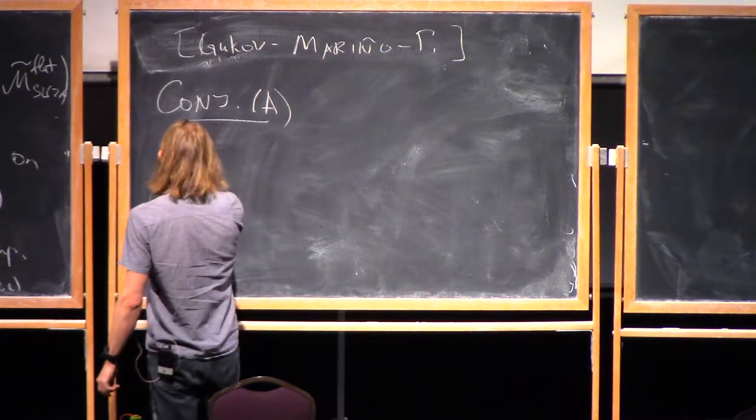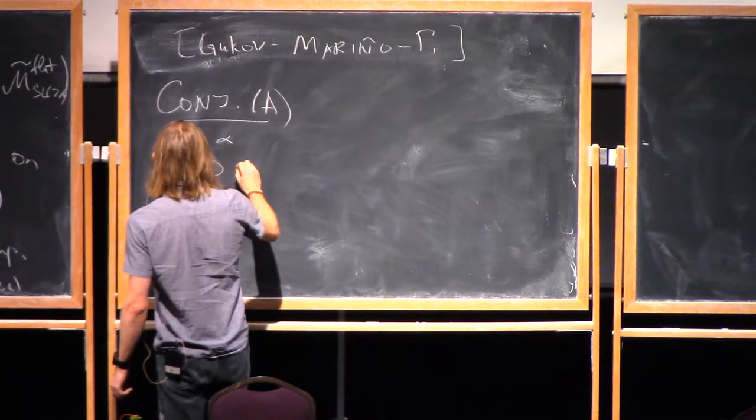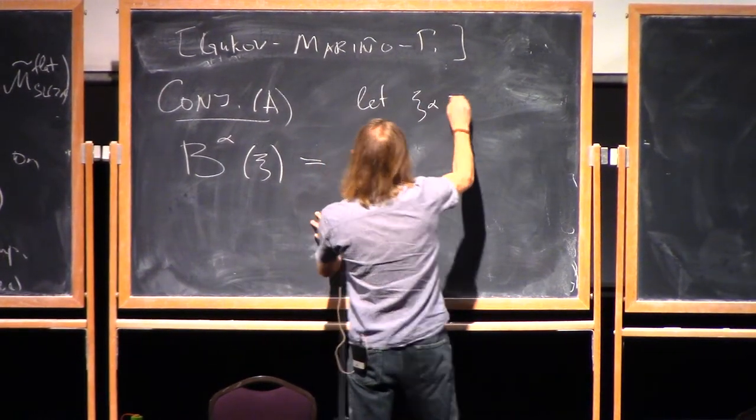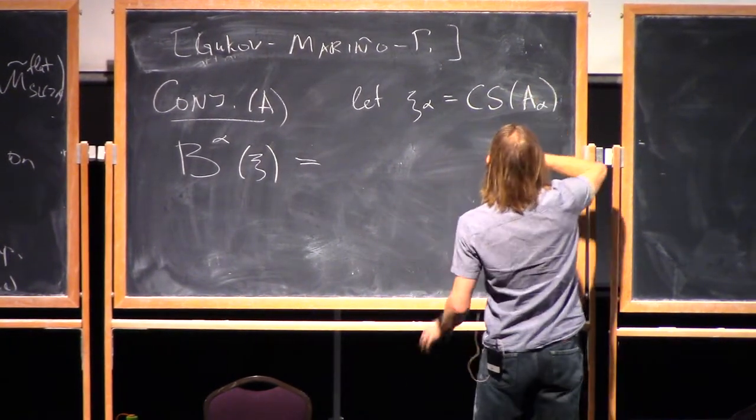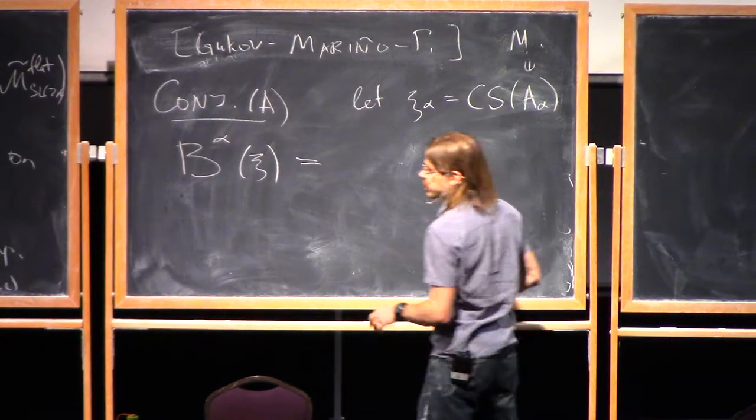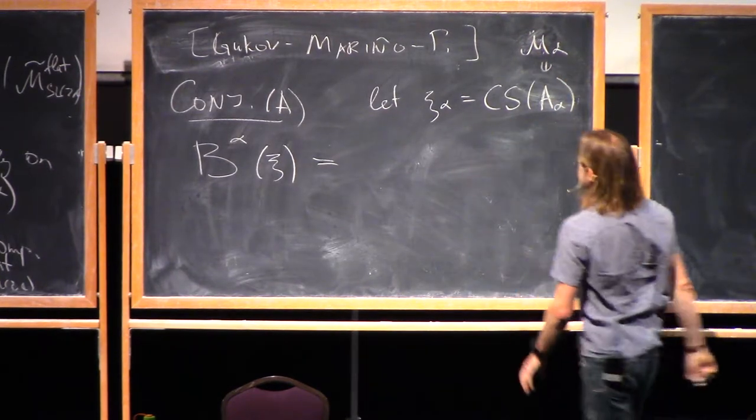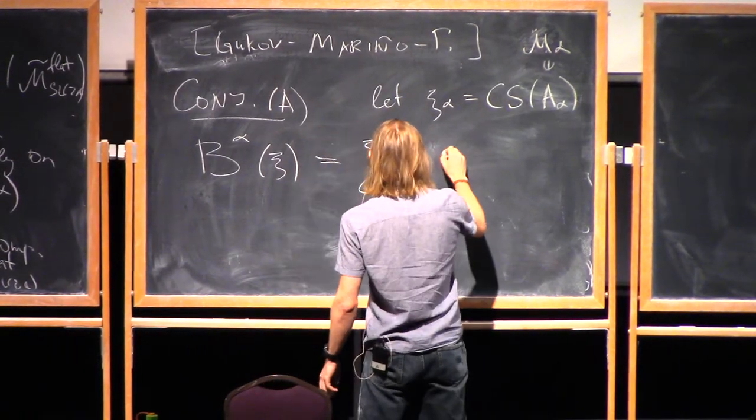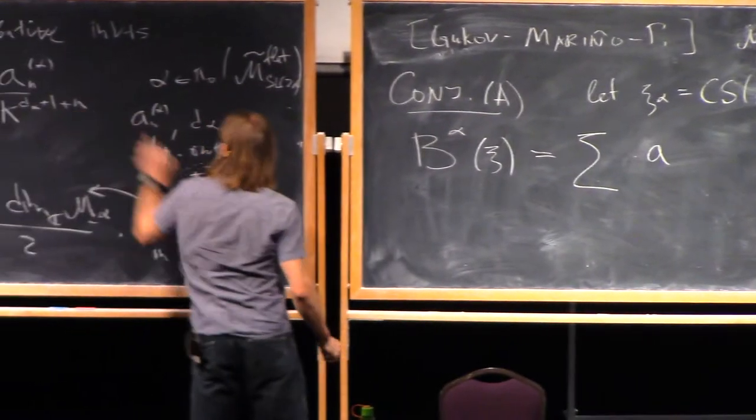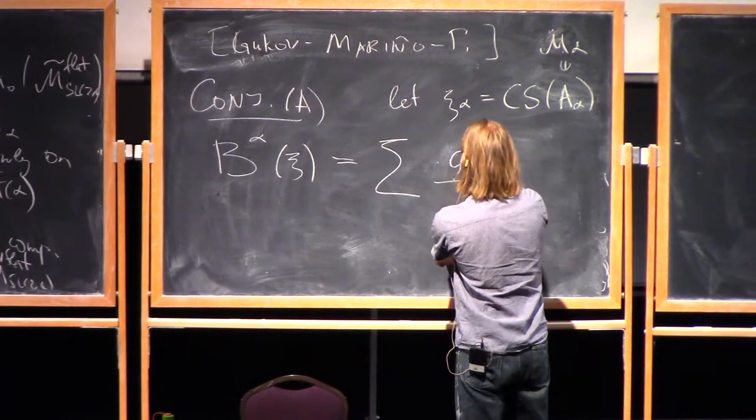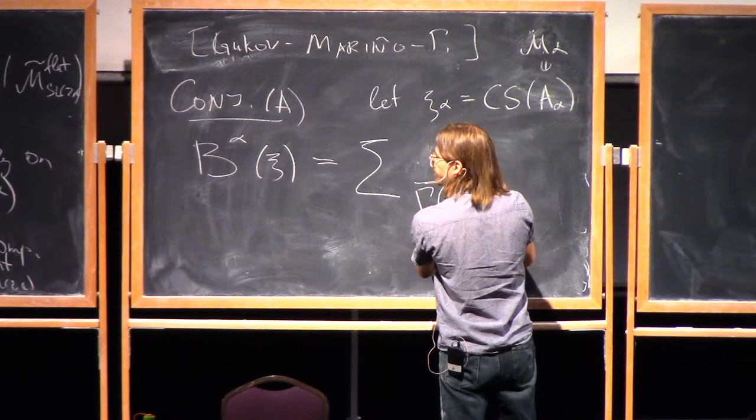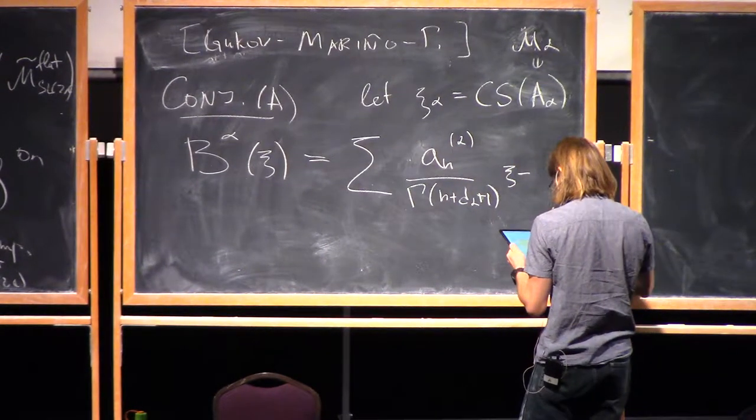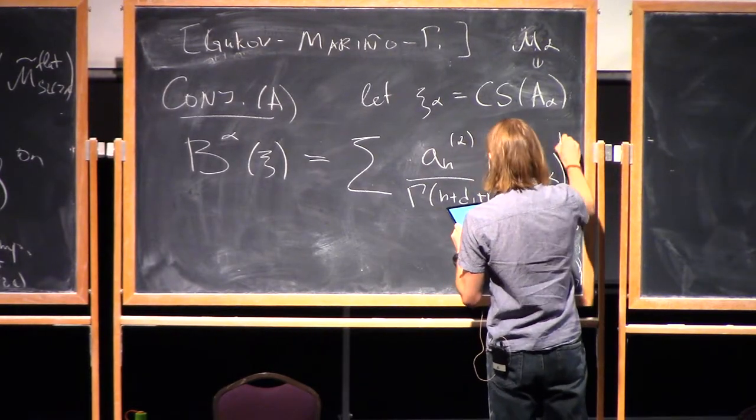So conjecture A is that if you consider the following power series, let xi_alpha be the value of the Chern-Simons functional on any representative from the corresponding connected component labeled by alpha. Then we want to construct the following series, related to the original series by some sort of rescaling of the coefficients by the gamma function. Let me make sure that I write this correctly: xi minus xi_alpha to the power d_alpha plus n.